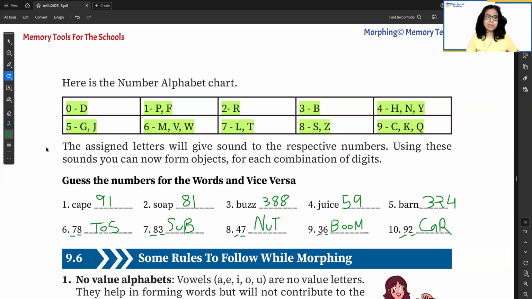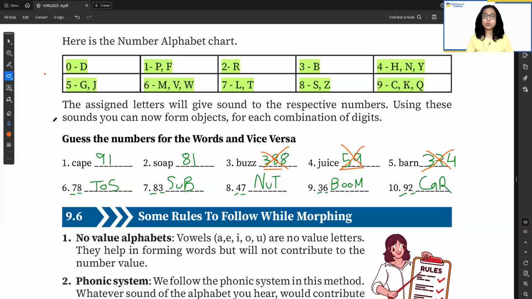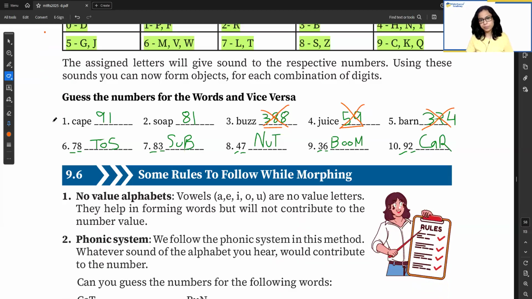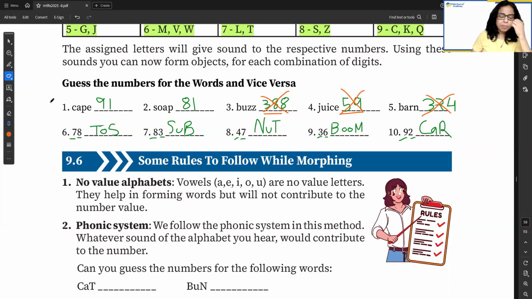However, I will say that there are certain things which are wrong. One, this is not 388. This is not 59. So these are wrong. This is also wrong. This is also wrong. And I'll tell you why it is wrong. So let's move ahead and understand the rules to follow the morpheme. There are 6 very important rules and they're very simple. Only one time you may feel that, oh my God, it's so overwhelming, but trust me, you will understand.